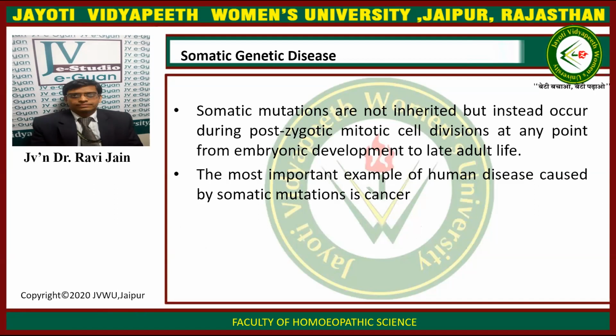Now we also have another term, somatic genetic disease. Somatic mutations are not inherited, but instead occur during the post-zygotic mitotic cell divisions at any point from embryonic development to late adult life. The most important example of human disease caused by somatic mutations is cancer.